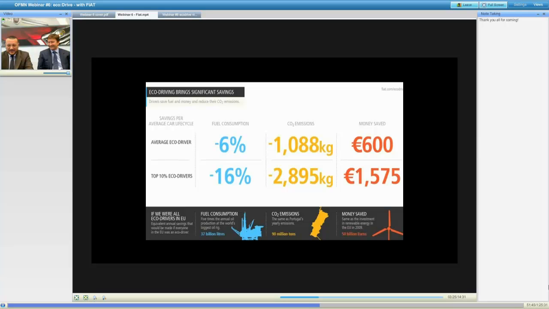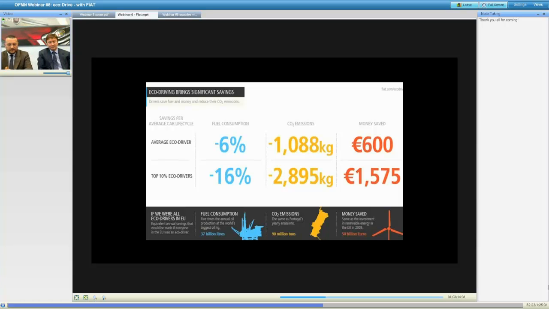It means that in the average life cycle of the car, it's between 600 and 700 euros. Then, if you look at the top 10% eco-drivers, so real drivers that achieve these results, our data are saying that we can save up to 16% and almost 3,000 kilograms of CO2. That means between 1,500 and 2,000 euros in the life cycle of your car. So you basically save fuel, money, and you help the environment.